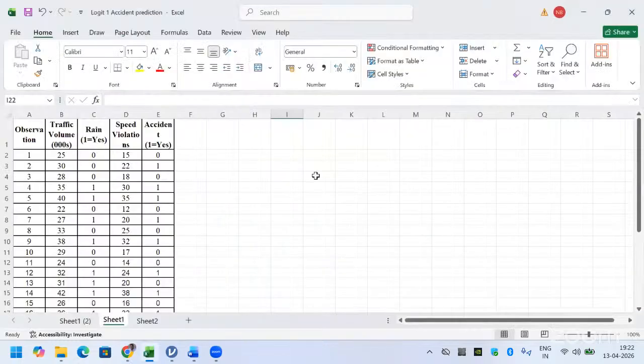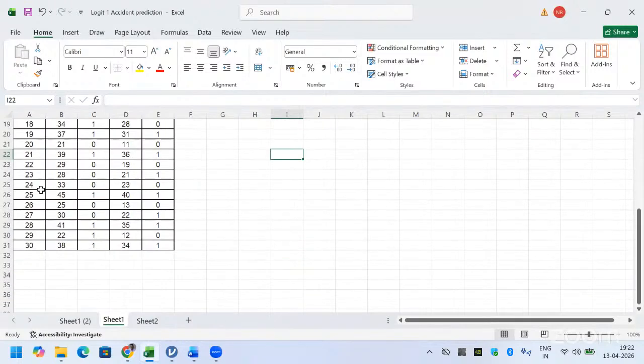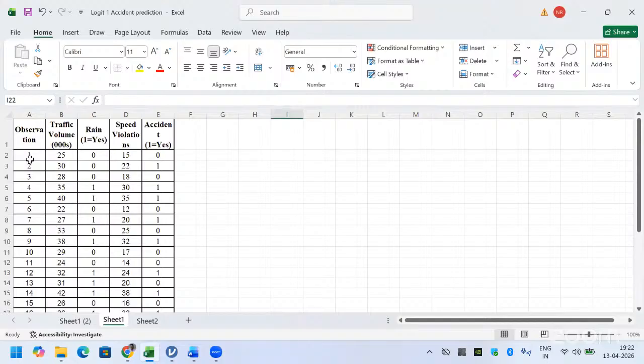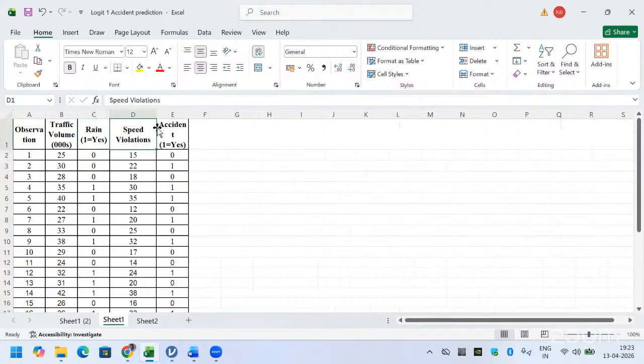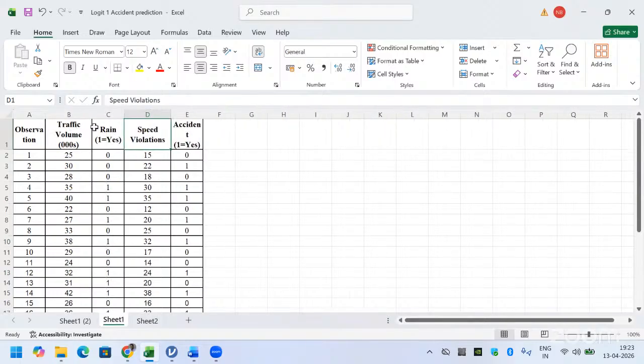Here, I hope you can see my Excel screen. I have 30 observations. In the first observation, the traffic volume is 25,000 vehicles. The second column is rain, whether yes or no: 0 means there is no rain, and 1 means there is rain. Then speed violations, meaning how many vehicles have violated the maximum speed limit. Here 15 vehicles have violated it. And then whether an accident happened or not.